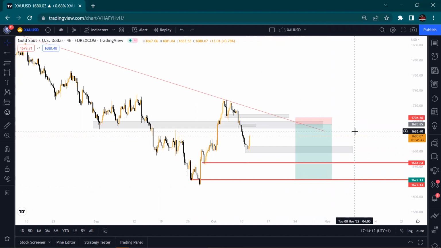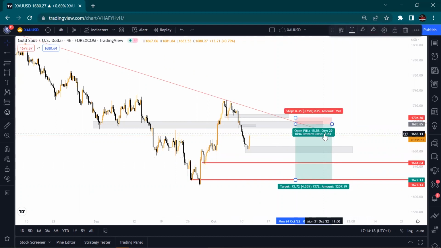Yeah, it might take long from this 4 hour time frame. It might take long before it hits TP, but yeah, I'm cool holding the trade for a long period since I know the direction bias of the market now.